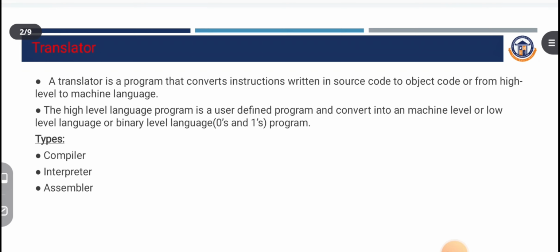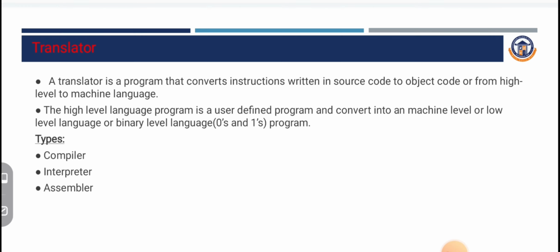A translator is a program that converts a high-level language program into a low-level language program, or binary level language program, or machine level language program. The high level language program is the program that the user designs and defines. The machine cannot understand the high level language program. Using the translator concept, it can be converted into a machine level language program or low level language program. The low level language program is zeros and ones, that is a binary representation. Then only the system can understand our program.